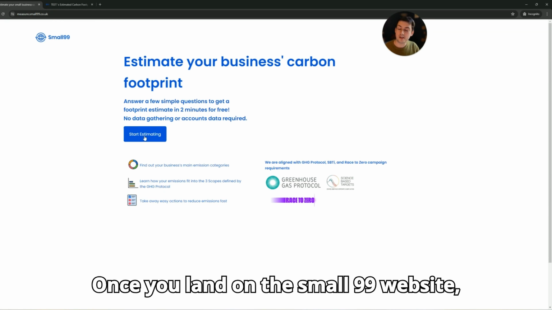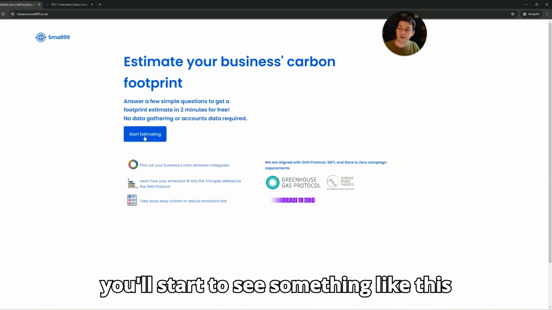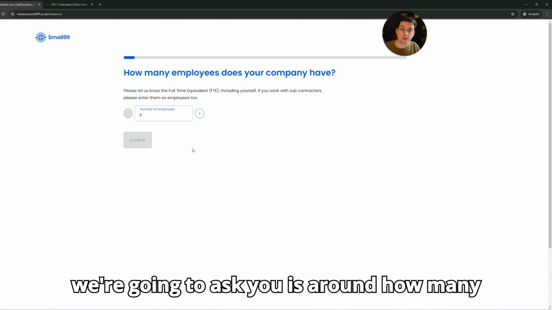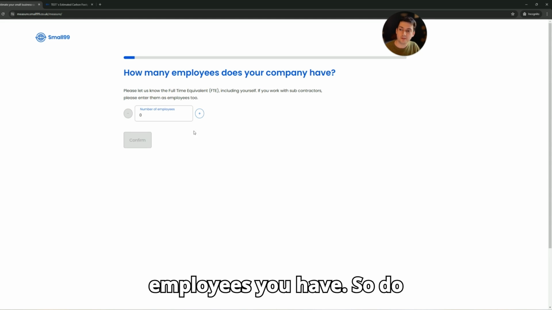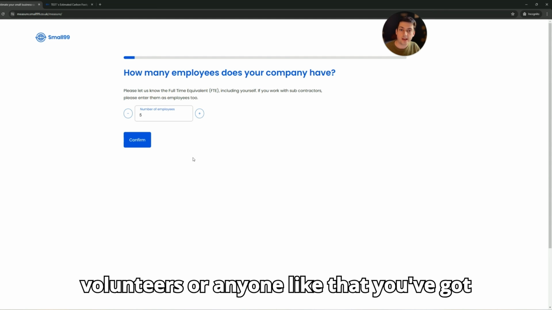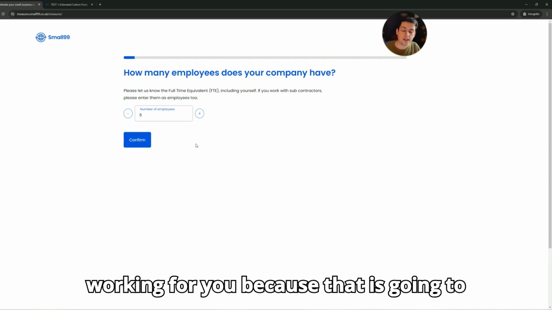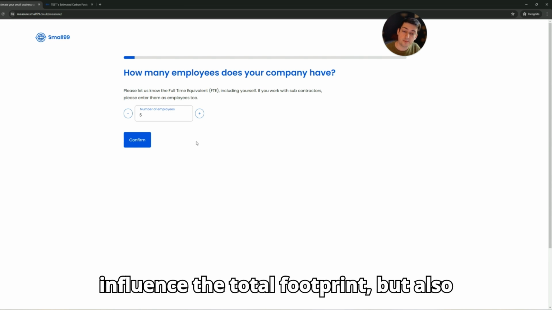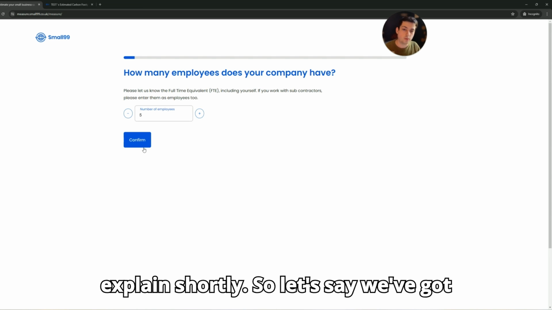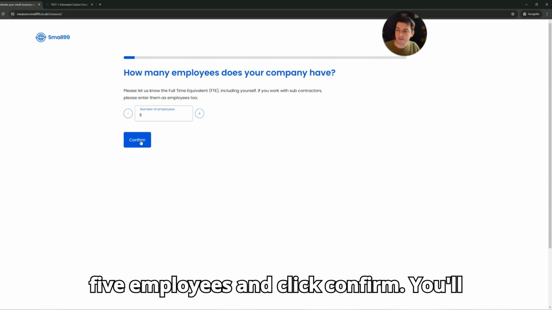Once you land on the Small 99 website, you'll start to see something like this, where it's got that big button that says Start Estimating. The first question we're going to ask you is around how many employees you have. So do try and include any freelancers or volunteers or anyone like that you've got working for you, because that is going to influence the total footprint, but also your intensity metrics later, which I'll explain shortly. So let's say we've got 5 employees and click confirm.